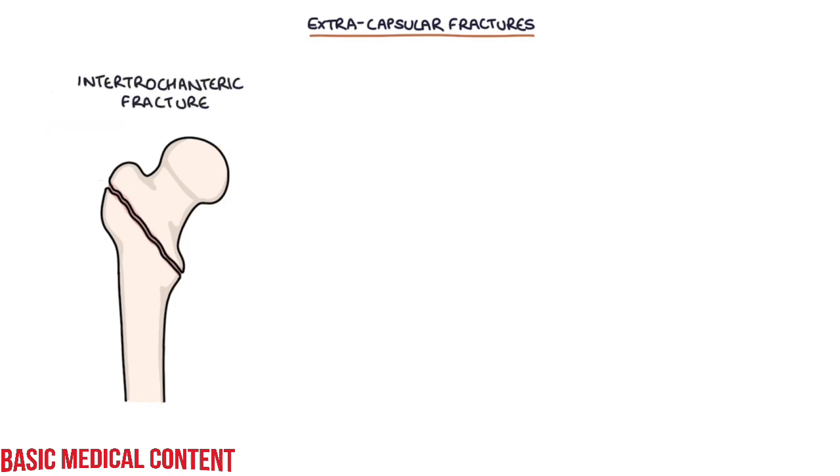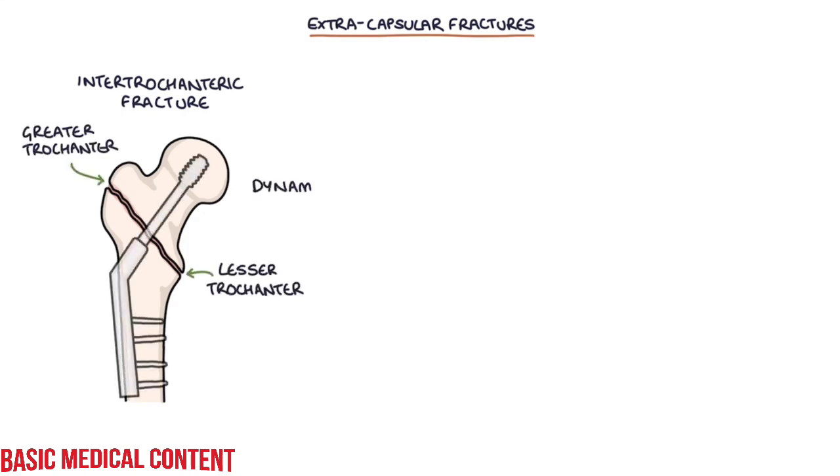Intertrochanteric fractures occur between the greater and the lesser trochanter. These are treated with a dynamic hip screw, also known as a sliding hip screw. A screw goes through the neck and into the head of the femur. A plate with a barrel that holds the screw is screwed to the outside of the femoral shaft.